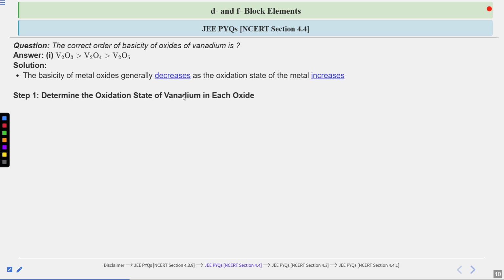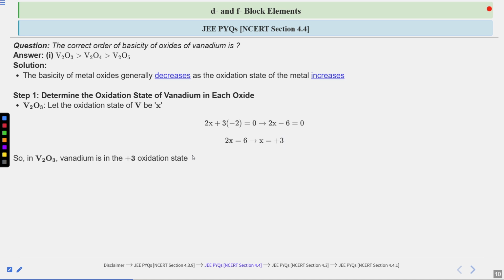Step 1 includes determining the oxidation state of vanadium in each oxide. So in V2O3, let the oxidation state of vanadium be X. For the calculation, it will become 2X, because 2 vanadium, plus 3 times the oxidation state minus 2. So 2X plus 3 times minus 2 equals 0. That means 2X minus 6 equals 0. From here, 2X equals 6 and X equals plus 3. So in V2O3, vanadium is in plus 3 oxidation state.